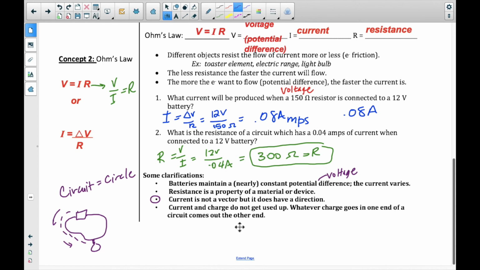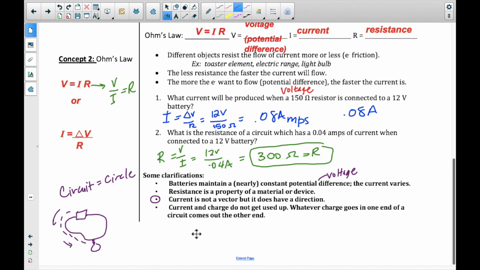Also, current and charge do not get used up. Whatever charge goes in one end of a circuit comes out the other end. So if this is a battery and it's giving out charge, it doesn't just lose the charge, it comes back in and keeps going around and around. So current and charge don't get used up. Whatever charge goes in one end of a circuit comes out the other end. Now, I realize batteries do get used up after a long time.